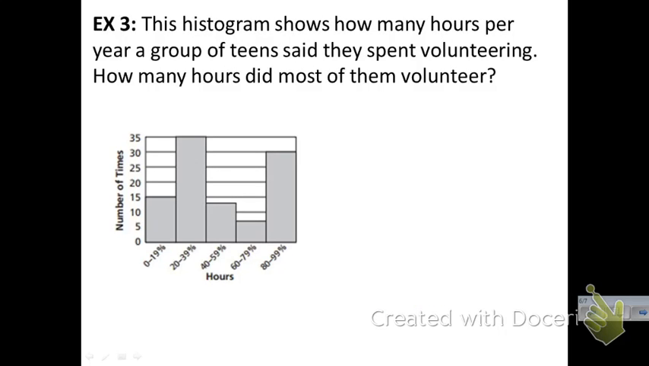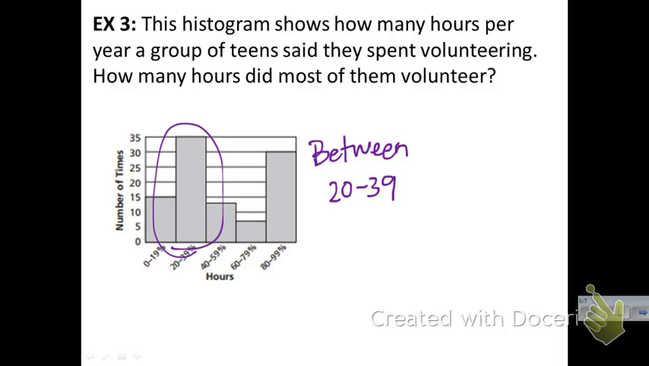Okay, this histogram shows how many hours per year a group of teens said they spent volunteering. How many hours did most of them volunteer? As we look here, this is probably our greatest group where they volunteered. So we would say between 20 to 39 is where most of them spent their time volunteering. There's a percentage there.